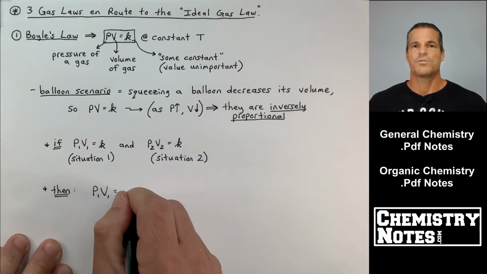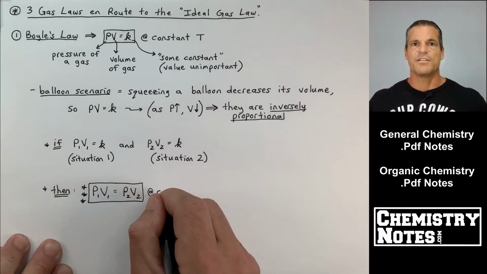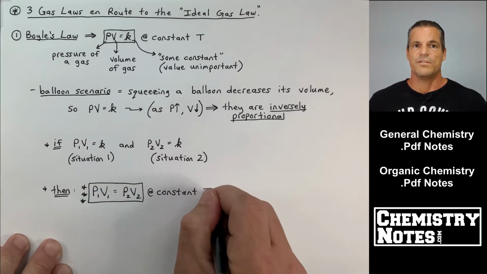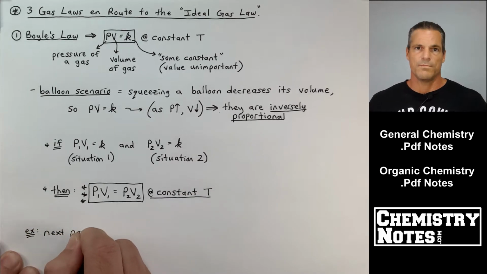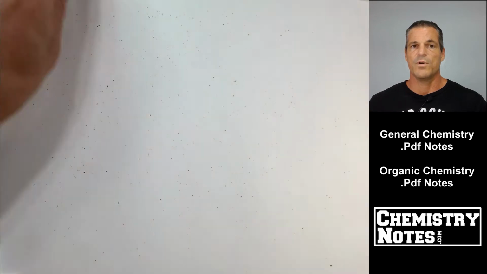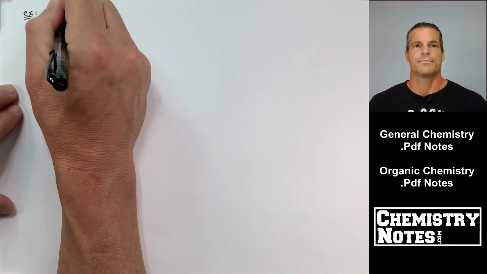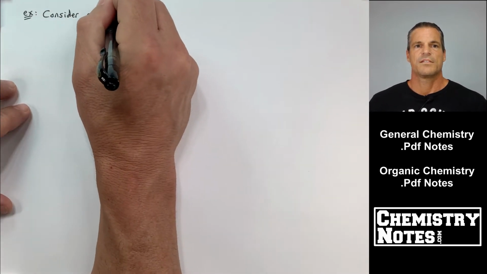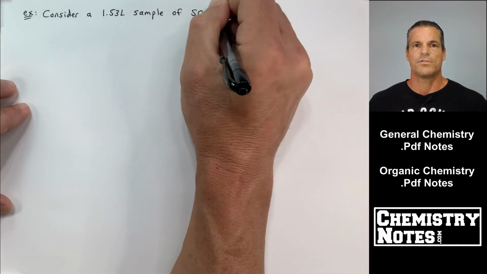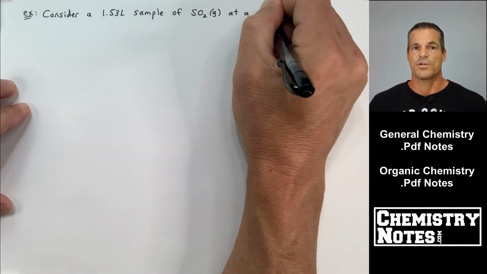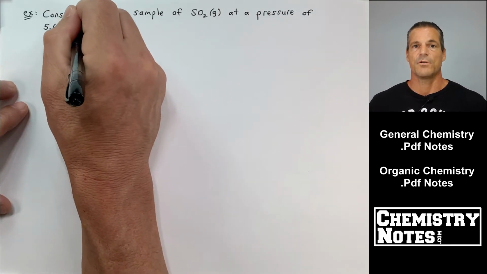If we just take situation 1, and then we tweak the system, or change the conditions, so now we have P2 V2, they're both equal to the same constant K. So the usable form of Boyle's law is P1 V1 equals P2 V2. That's why I got a big box around it. Let's do an example. Consider a 1.53 liter sample of SO2 gas at a pressure of 5.6 times 10 to the third pascals.